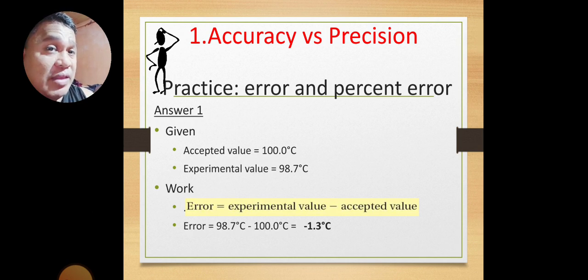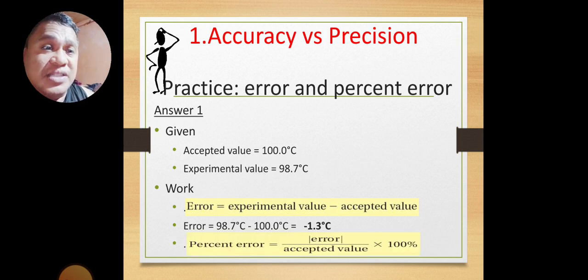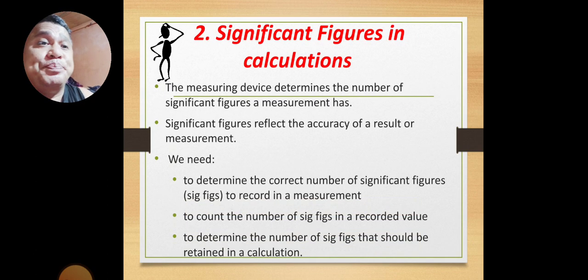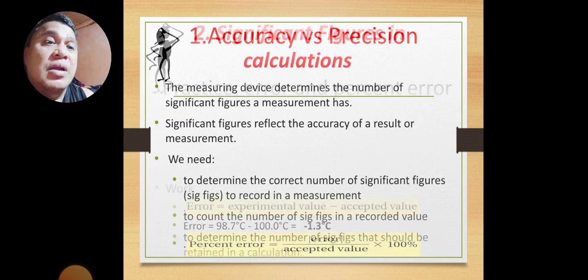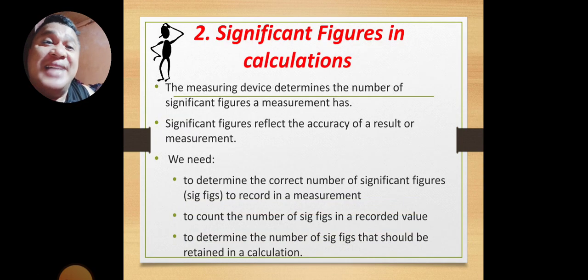Do not forget that one. But to get the percentage error, it's an absolute value. So that's why we just put 1.3 over the accepted value, which is 100, times 100. And that is your percentage error. Well, that's it: how to compute your error and percentage error.